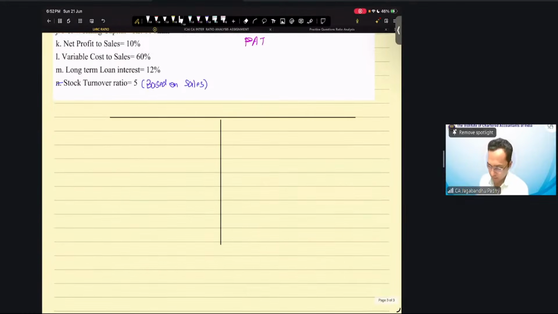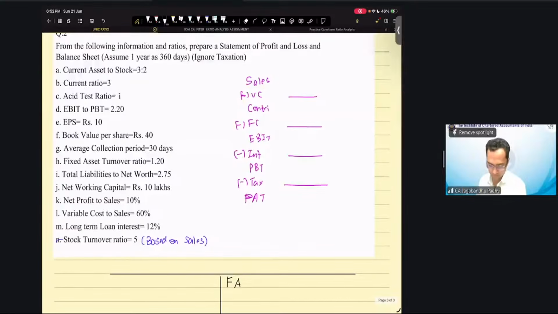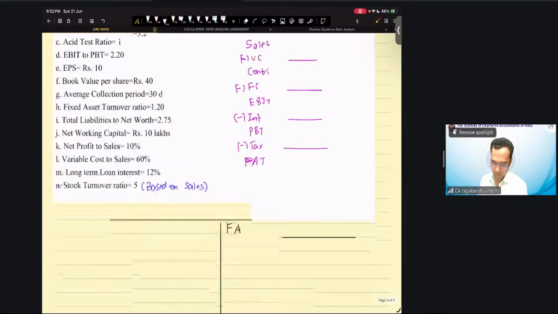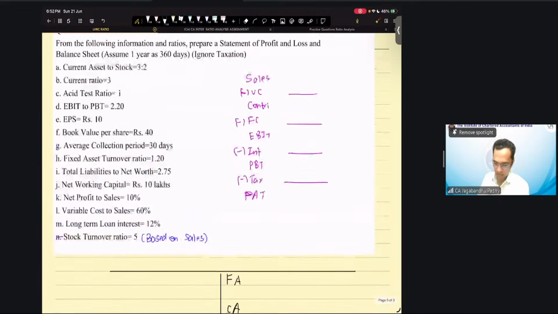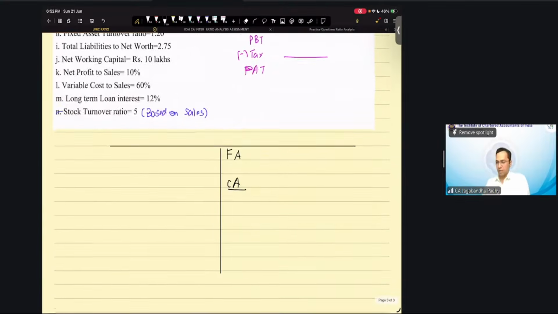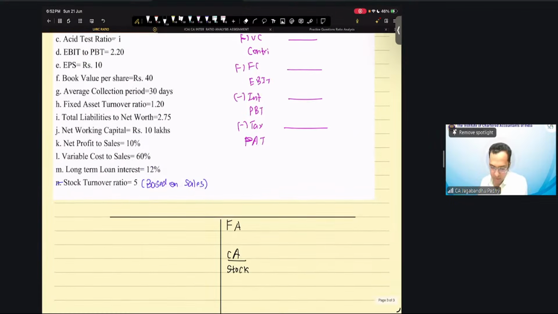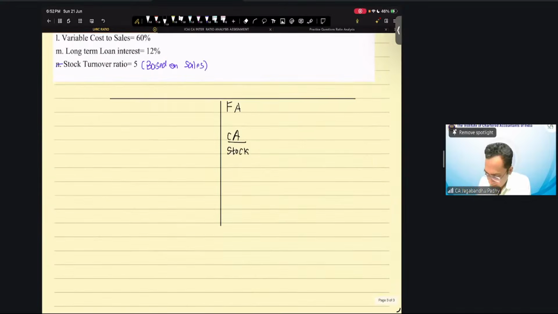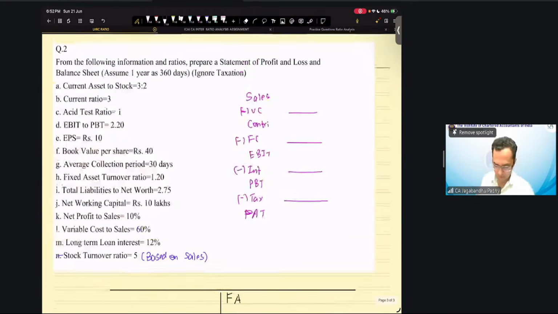Over here, we'll need fixed assets. Then, of course, we'll need the current assets. In the current assets, since we have the asset test ratio or the liquid ratio, we'll definitely have stock. Is there any information about collection period? Yes. So we will also have debtors, then other current assets. On this side, you'll have current liabilities.